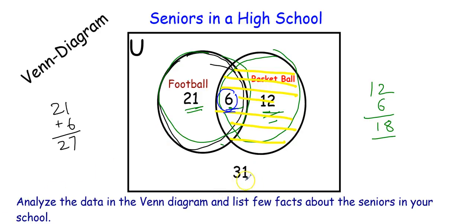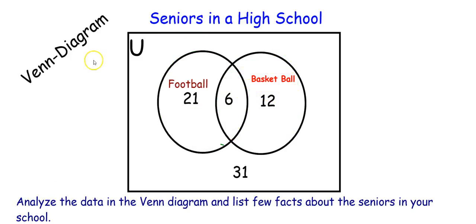Now, what about this 31? 31 students are seniors. They are in the school, they are in 12th grade, but they participate in neither football nor basketball. That's why they are outside the two circles. They belong to the seniors, but they belong to neither football nor basketball. That's the point we have to remember.